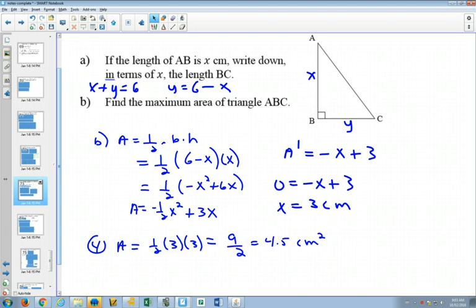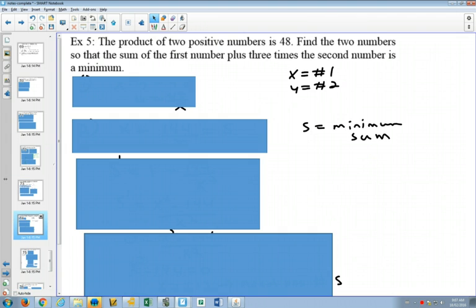So now if we want to calculate our maximum area, we know that our other side also has to be 3. And we get a maximum area of 4.5 centimeters squared.